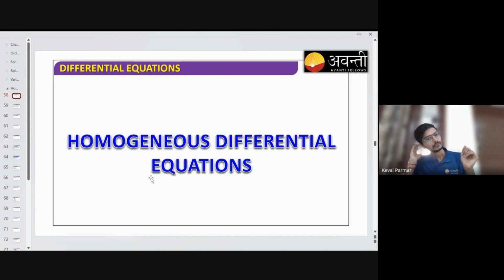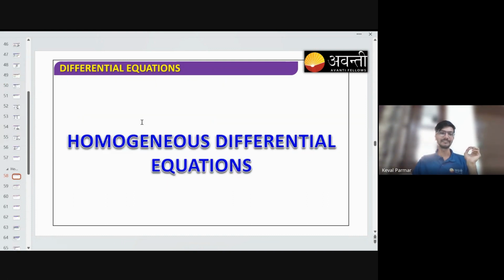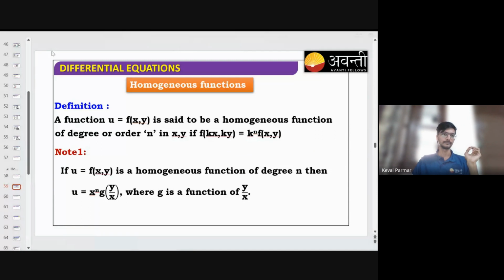Chalo. So, what are homogeneous differential equations? Acha, before diving into homogeneous differential equations, let us first see what are homogeneous equations. I know that you have studied homogeneous equations in the chapter on functions, but you might have forgotten. So let's start with what are homogeneous equations.